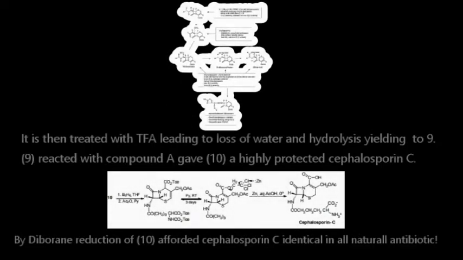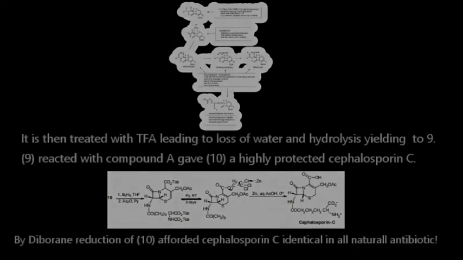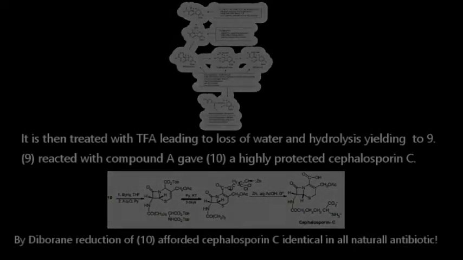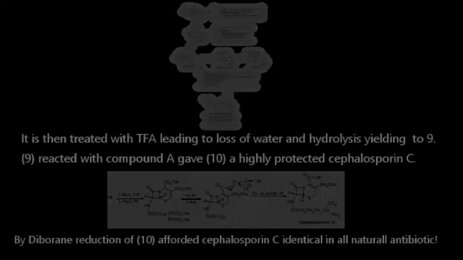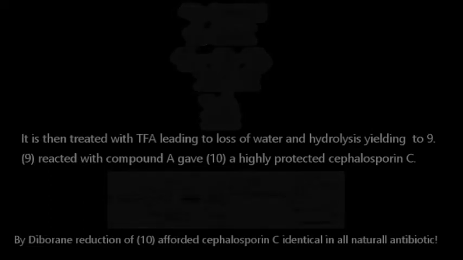Compound 9 is then reacted with compound A to give compound 10, which is a highly protected cephalosporin C. By the boron reduction of compound 10, acetylation, equilibration to alpha-beta, and TCE deprotection afforded cephalosporin C identical in all respects to the natural antibiotic. So that is the total synthesis of cephalosporin C.